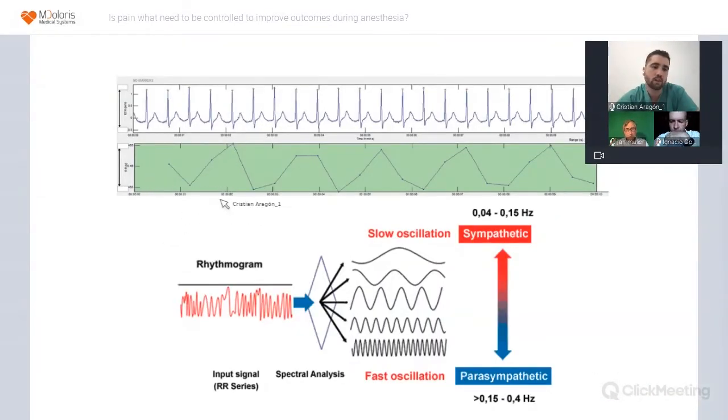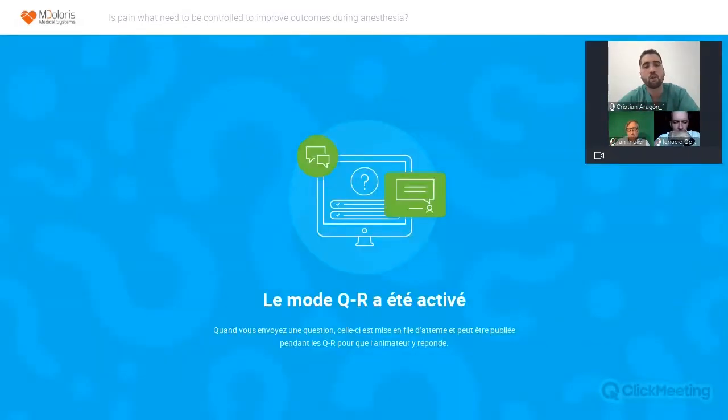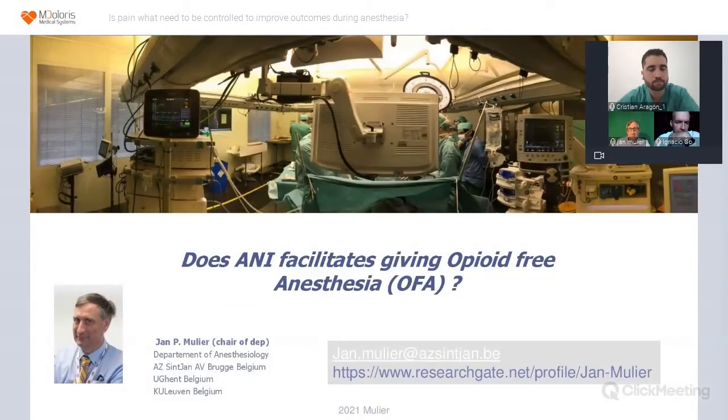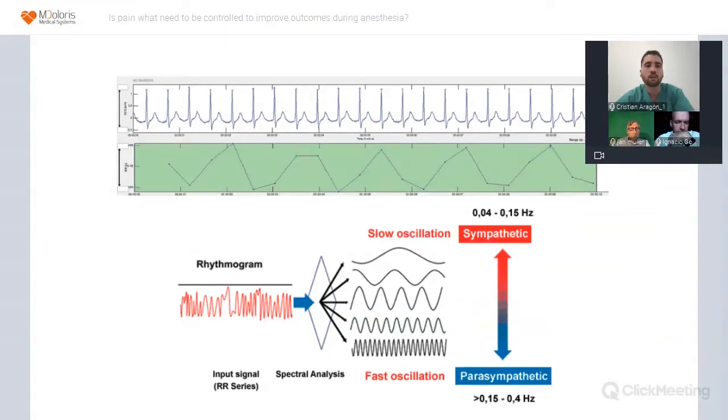Then with this rhythmogram, a spectral analysis is performed through a fast wavelet transform, that is a mathematical algorithm for this kind of irregular wave. And it's, for example, like passing the light through a prism, and it decomposes it in its basic components.